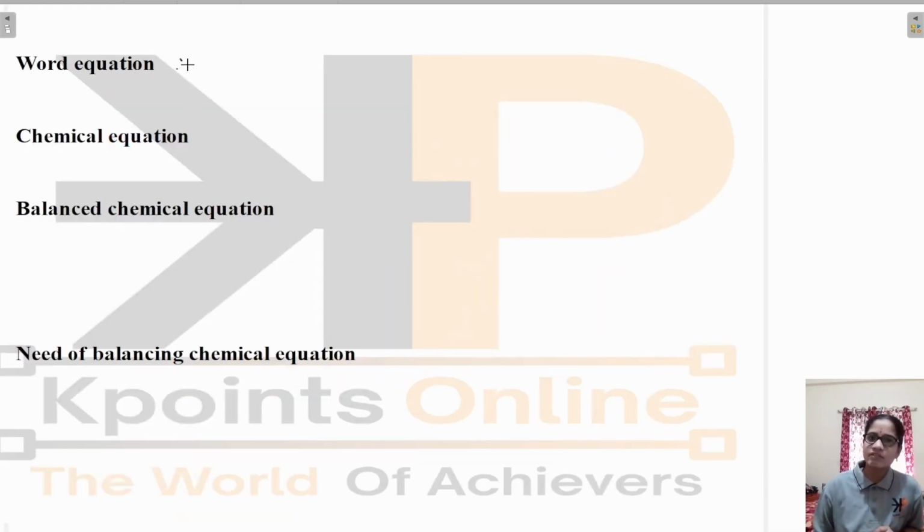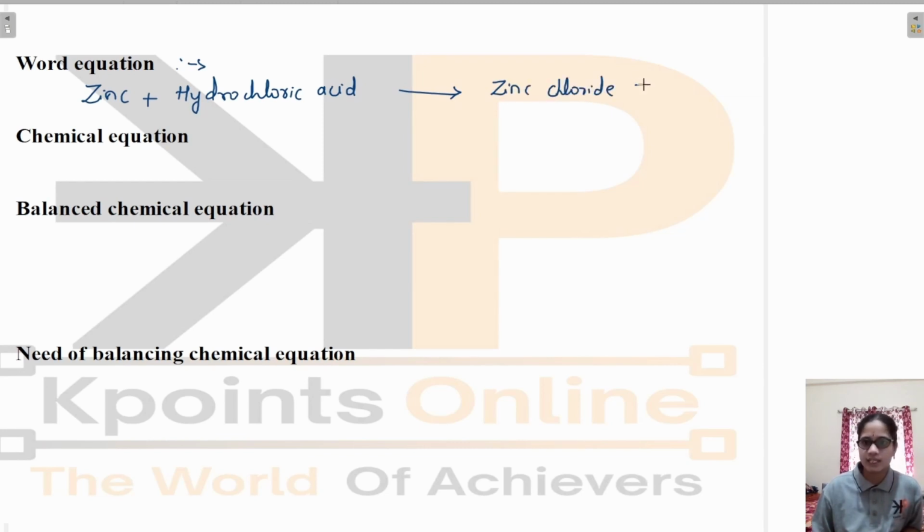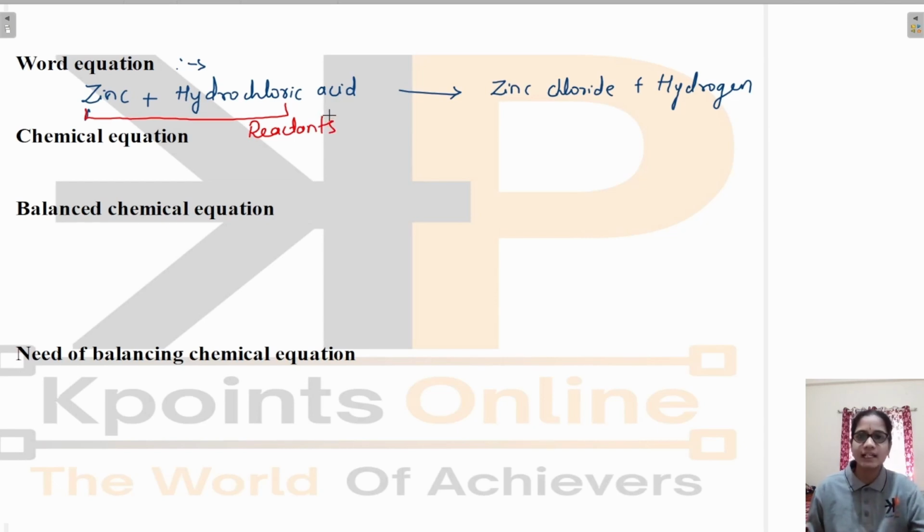We will understand about equations here. In the two cases we have seen the reactions. In the first case, zinc reacts with hydrochloric acid to form zinc chloride and hydrogen gas. Now I have represented the reaction in a simple form. These substances which are undergoing the reaction are called reactants. These are represented on the LHS. And the substances that are formed after the reaction are called products.